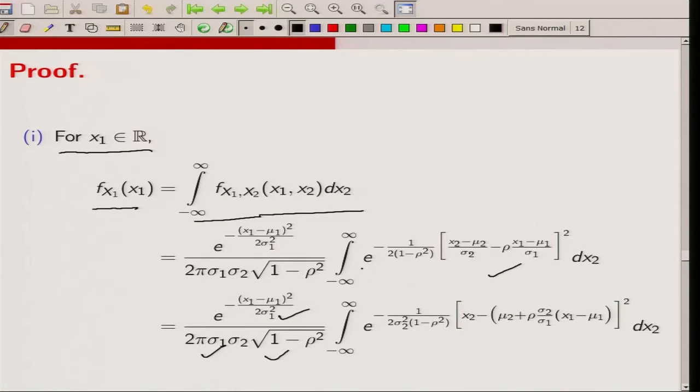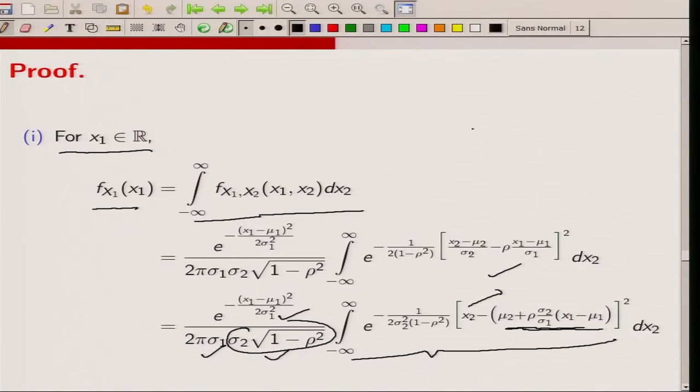Here I take this sigma 2 outside. So, e to power minus 1 by 2 sigma 2 square (1 minus rho square) then becomes (x 2 minus mu 2 plus rho sigma 2 by sigma 1 (x 1 minus mu 1)) whole square. Now, this is again as if I am integrating a normal PDF at point x 2 whose mean is given by this quantity. So, this quantity I know has to be the same as sigma 2 square root of 1 minus rho square, which would get cancelled with this, and of course, root 2 pi would get cancelled with this.